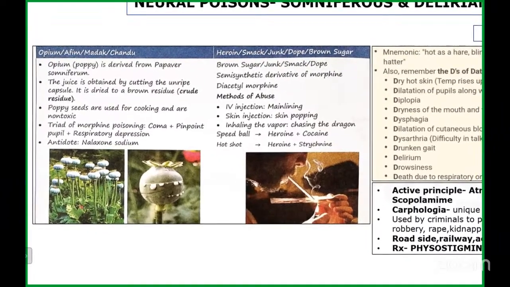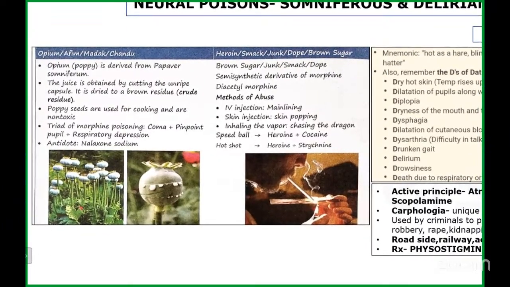Under somniferous poisons, the most important one is opium. And opium or poppy is derived from Papaver somniferum. That's the name of the plant. And the juice that is found from the unripe capsule. It's the unripe capsule. This is a question in itself. It's the unripe capsule, which when cut, leads to a dried brown residue, which is toxic. However, poppy seeds are non-toxic.